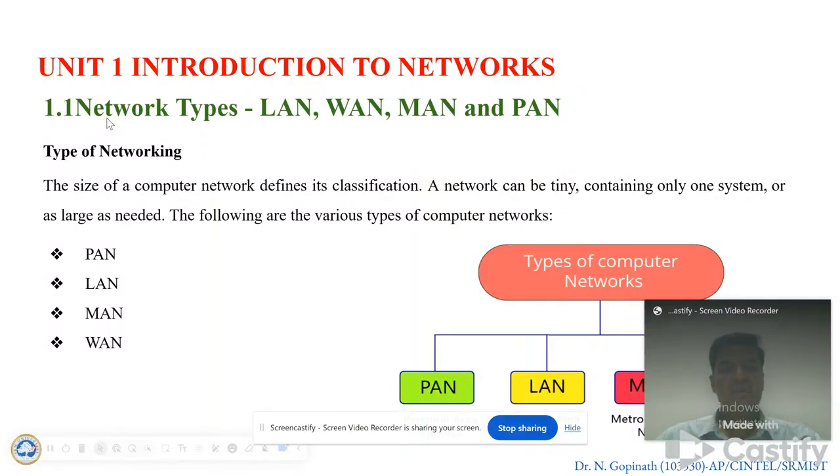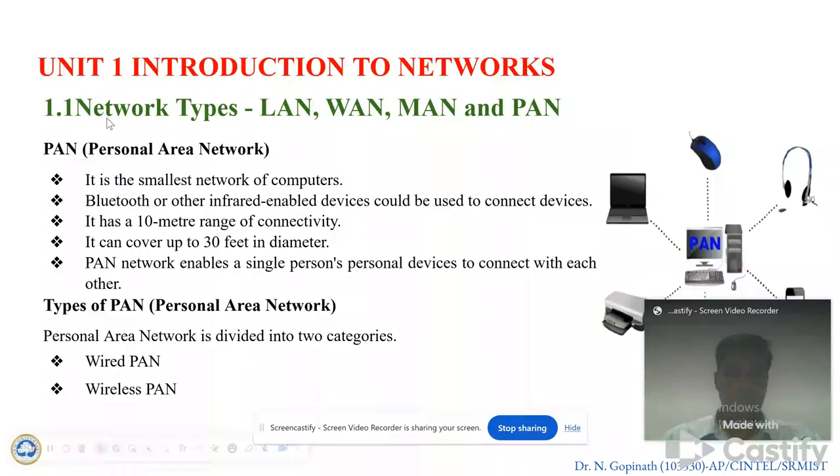The size of a computer network defines its classification. A network can be tiny, containing only one system, or as large as needed. The following are the various types of computer networks. First is the PAN, that is Personal Area Network. Second is the LAN, Local Area Network. Third one is the MAN, Metropolitan Area Network. And fourth one is the WAN, Wide Area Network.